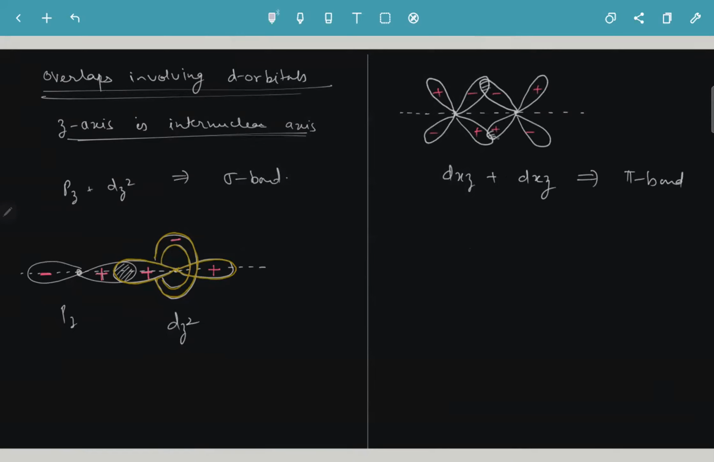Overlapping is on either side of the internuclear axis. Above the internuclear axis there is overlap, below the internuclear axis there is overlap. Look here, it's a one lobe overlap. It's a two lobe overlap. Is it making sense?